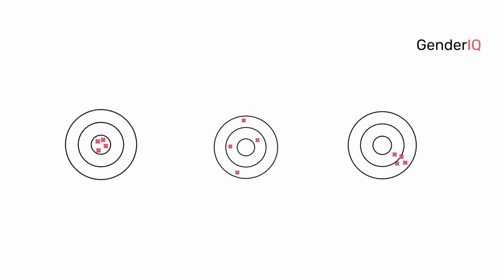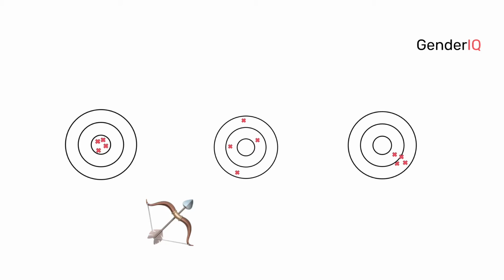In this video, I'll explain how bias differs from error. To do so, I'll use a visual example. Let's imagine you have a shooting gallery visited by 3 archers. Each archer takes 4 shots.